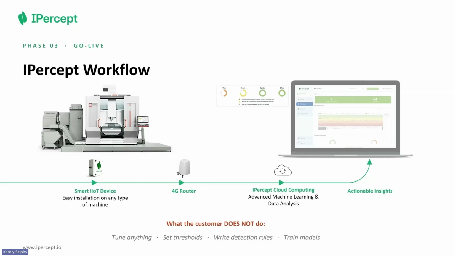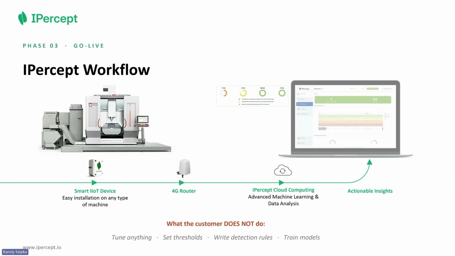The smart IoT device collects the motion data, the router takes care of the connectivity, the analysis runs in the background, and then the actionable insights come back through our customer portal, integrated to your choice of IT platform, or in the form of notifications, emails, or SMSs.